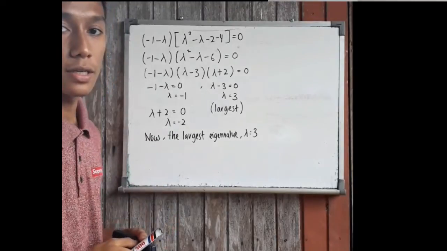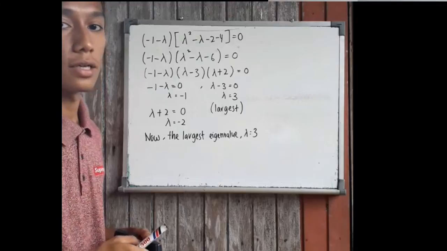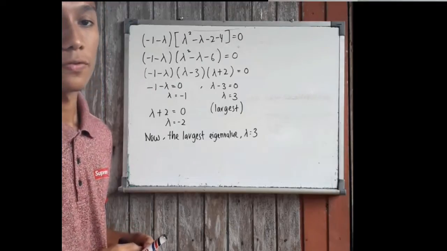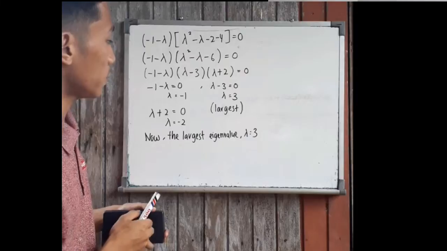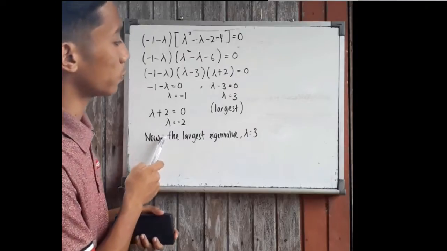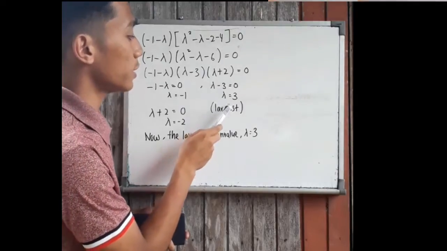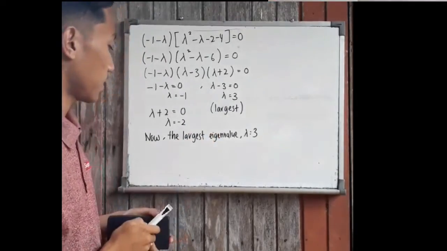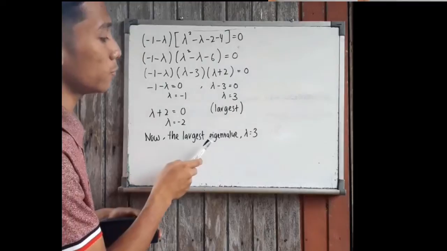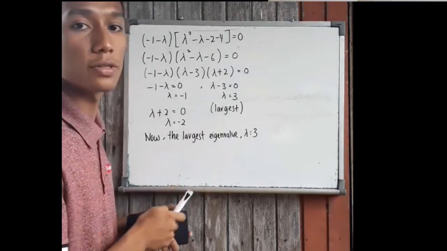For the question, it asks for the largest eigenvalue. And now here we have 3 eigenvalues, and we conclude that lambda equal to 3 is the largest one. And now the largest eigenvalue is lambda equal to 3.